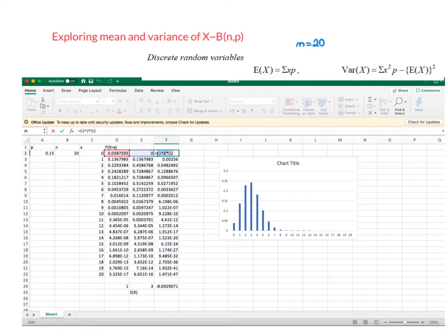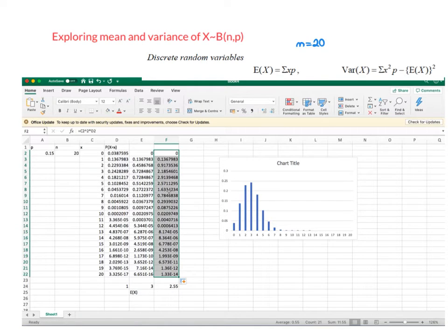I delete, and I go for this value squared times the probability. Perfect, and now I need to drag the formula down, and this will update automatically. Yeah, so the variance is 2.55. I check again that I multiply the correct numbers. I check that I add correctly, and then I put my variance there.